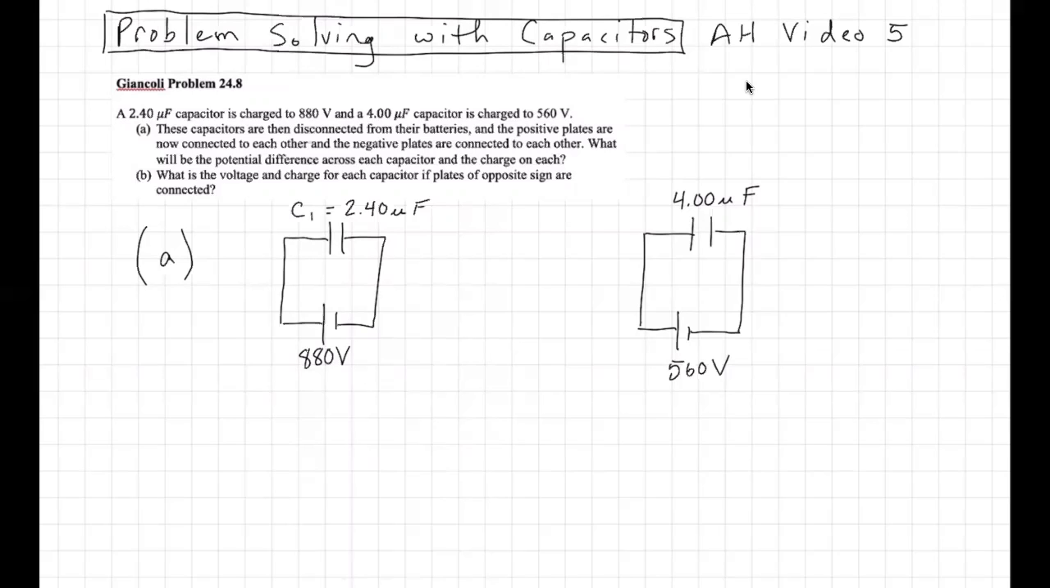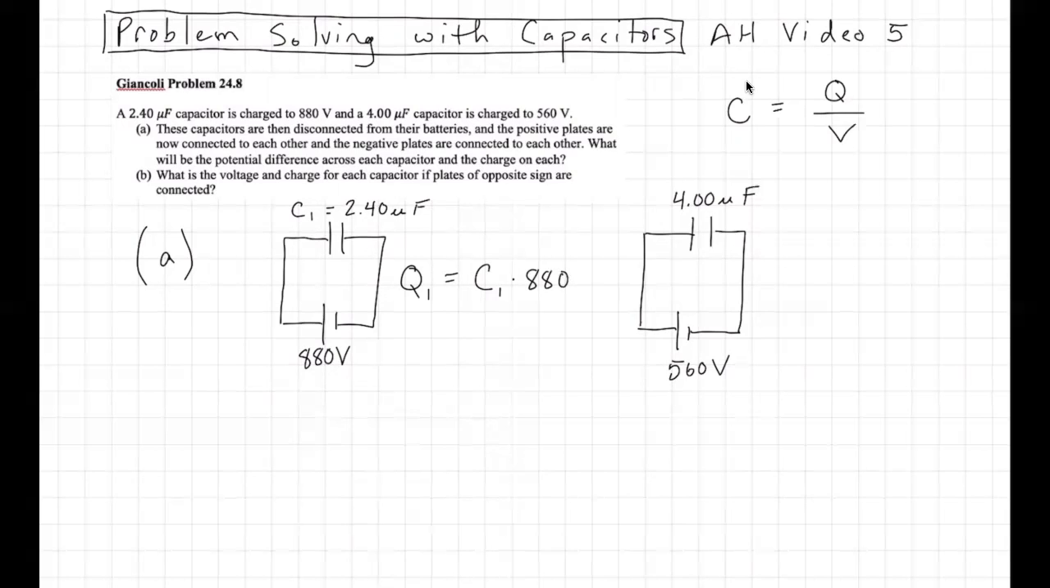So that's an interesting question. So how do we do that? First, let me figure out how much charge is on each capacitor. So I can use this relationship that we have. We have this definition for capacitance. C is defined as the ratio of charge to voltage. So if I wanted to figure out how much charge was on each capacitor, I could say the charge on the first capacitor is the capacitance times 880 volts.